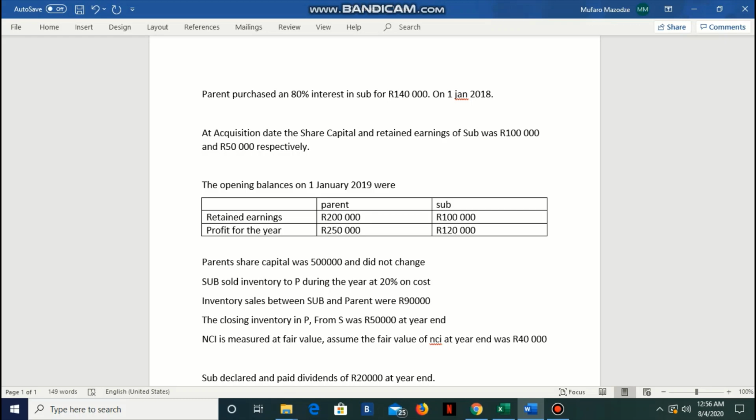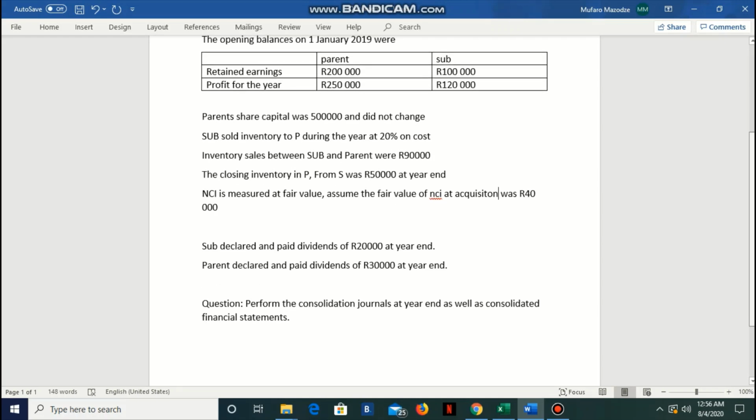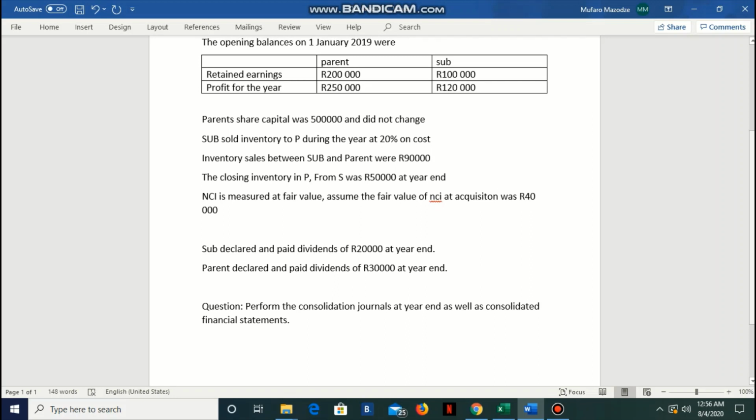Parent's share capital was 500,000 and it did not change. Sub sold inventory to P during the year at 20% on cost. Inventory sales between sub and parent were 90,000 rand. The closing inventory in P from S was 50,000 rand at year end, and non-controlling interest is measured at fair value. Assume the fair value of NCI at acquisition was 40,000 rand. Sub declared and paid dividends of 20,000 rand at year end, and parent declared and paid dividends of 30,000 rand at year end.